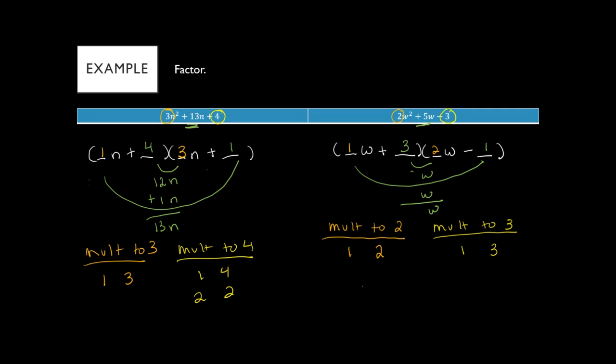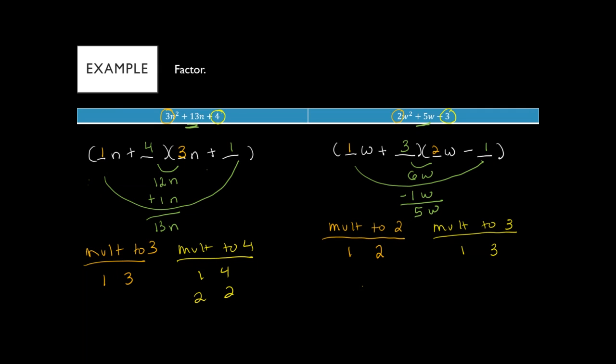3 times 2w gives me 6w. 1w times negative 1, that's a minus 1w. 6 minus 1 is 5. That's what we wanted. We wanted a positive 5. So now I have found the correct combination. So our answer is w plus 3 times 2w minus 1.